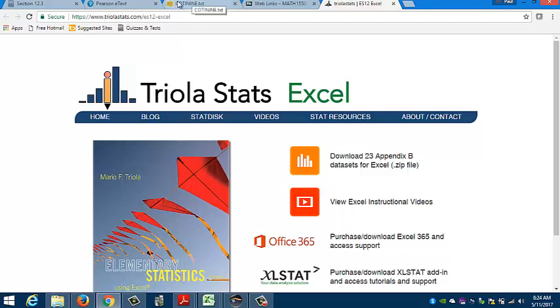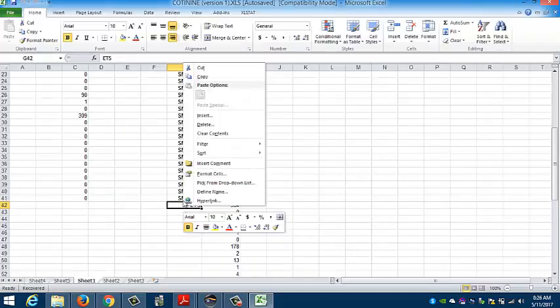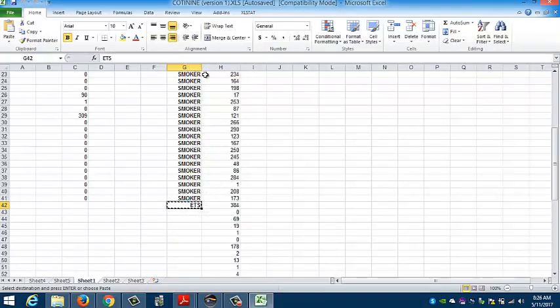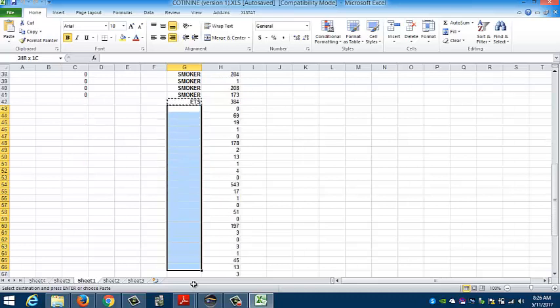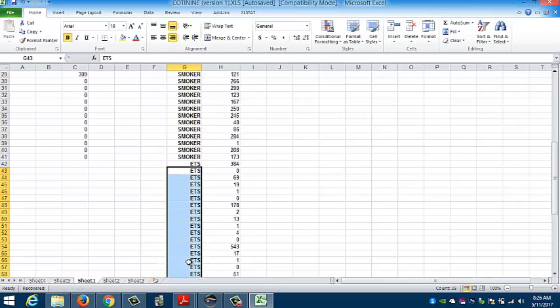So this is the StatCrunch version, but we had 3 columns of data. Smoker, ETS is exposed to smoke. And what's the last column? No exposure to smoke, right? Lots of options. So I might copy. And then I'll highlight everywhere I want to copy it and press enter. If I want to copy it all the way down to there, now I press enter. That takes care of it.